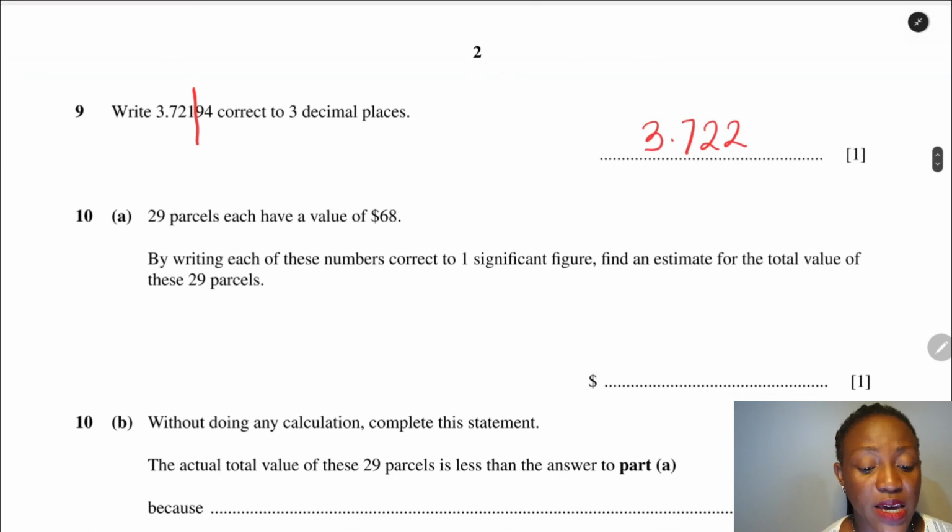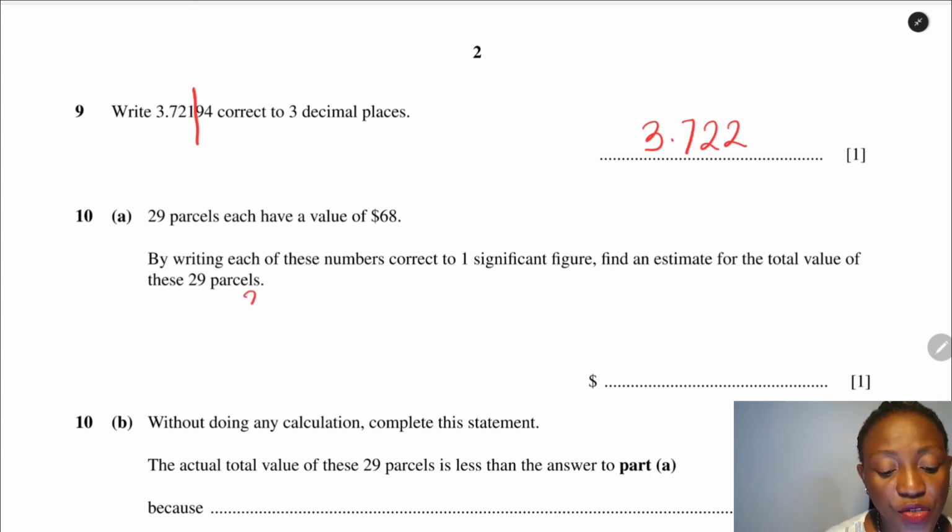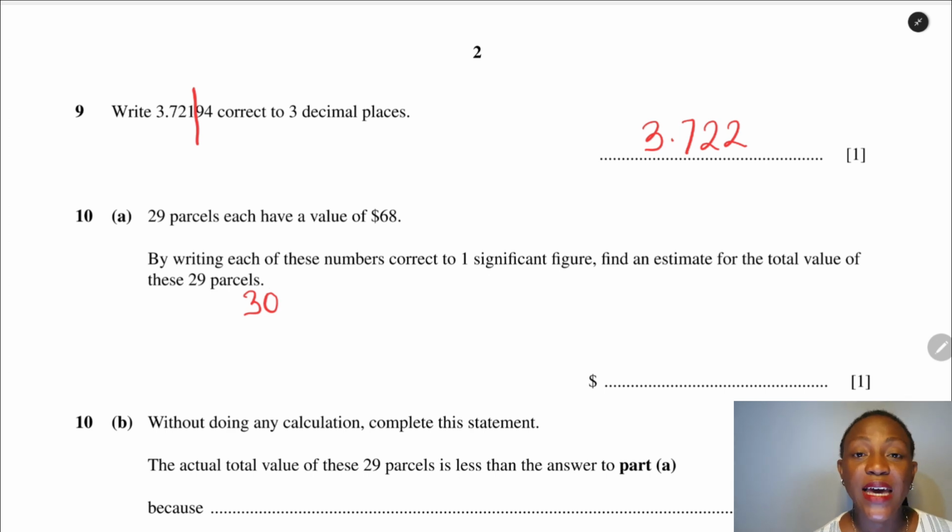All right, question number 10 here says 29 parcels each have a value of $68. By writing each of these numbers correct to one significant figure, find an estimate for the total value of these 29 parcels. Now we have to write each of the digits here to one significant figure. 29 to one significant figure is going to be what? 30. And then $68 to one significant figure will be what? 70.